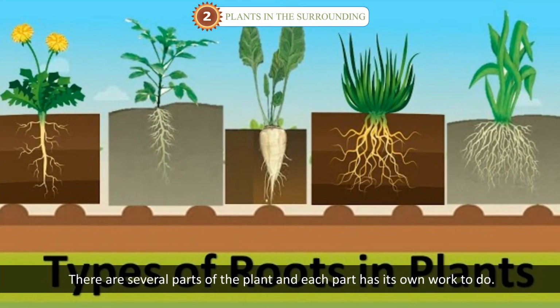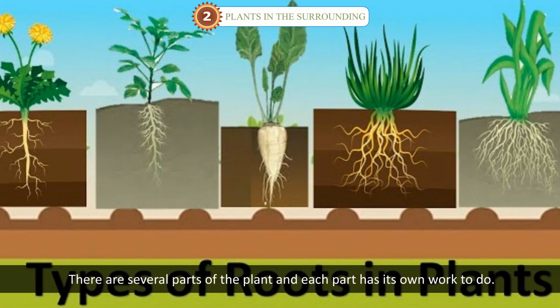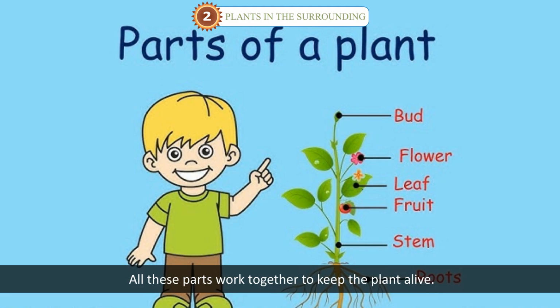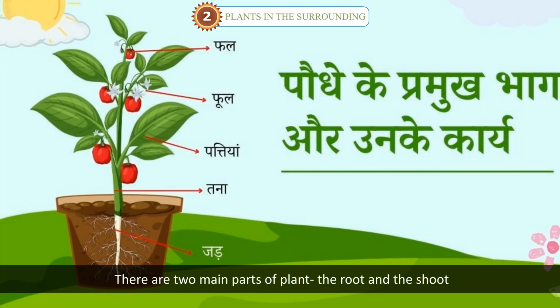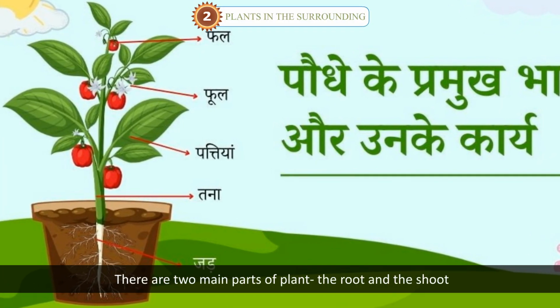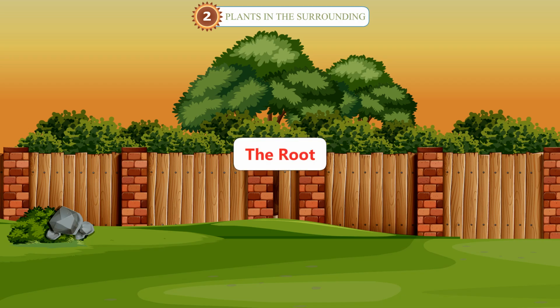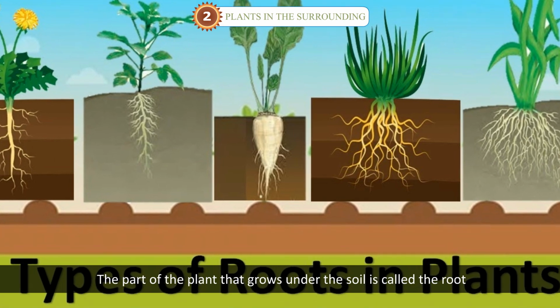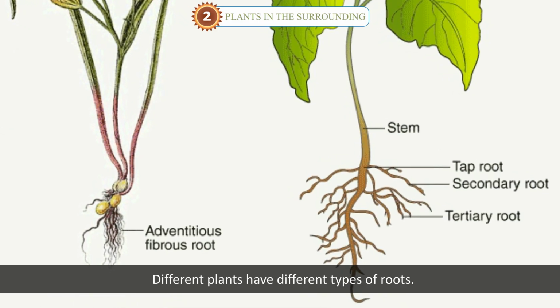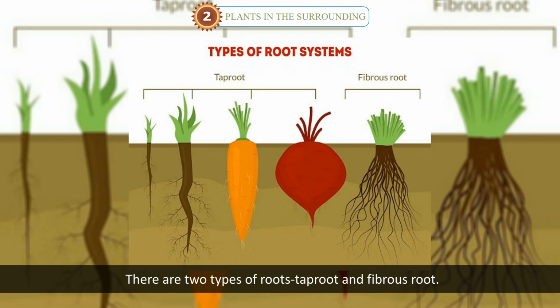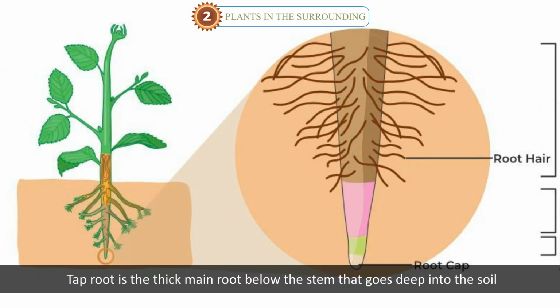There are several parts of the plant, and each part has its own work to do. All these parts work together to keep the plant alive. There are two main parts of a plant, the root and the shoot. The part of the plant that grows under the soil is called the root. Different plants have different types of roots. There are two types of roots, taproot and fibrous root.